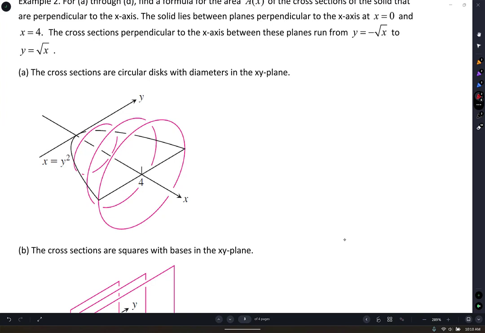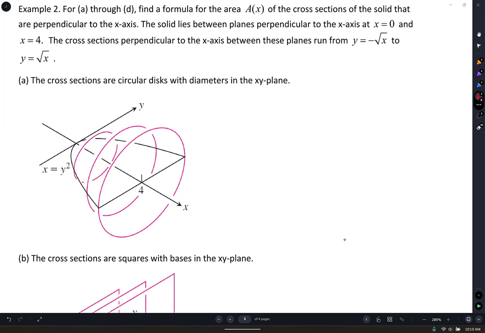So let's see. How do we figure this out? So this top one, let's see. What's the x-axis? Here's the x-axis. Here's the y-axis. It's a three-dimensional view. The z-axis, you can put it there if you want. So let's see, positive, negative. This one on the top is y equals square root of x. This one on the bottom is y equals negative square root of x.